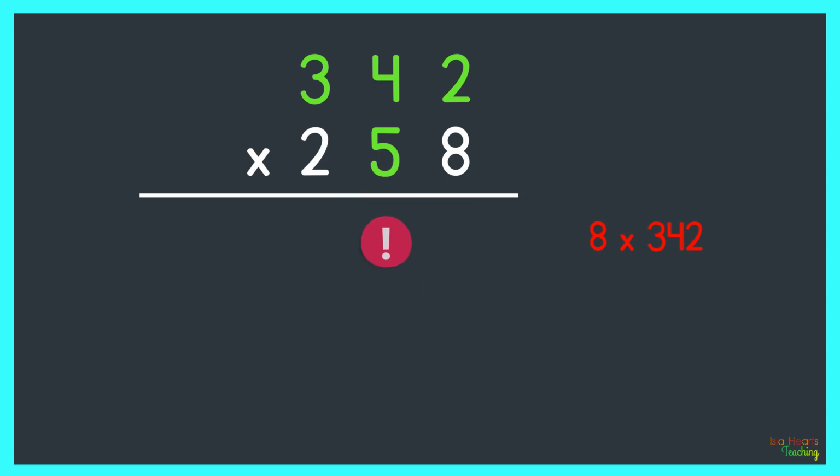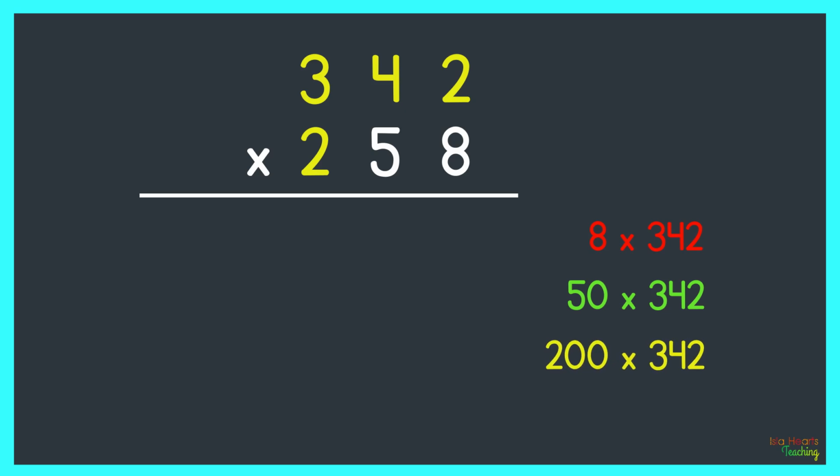Oh, but wait a second. The 5 is in the tens column. This means that it will actually be 50 times 342. Lastly, we will multiply the 2 by 342. But, wait. Yes, you guessed it. It's not 2. The 2 sits in the hundreds column, so it will actually be 200 times 342.